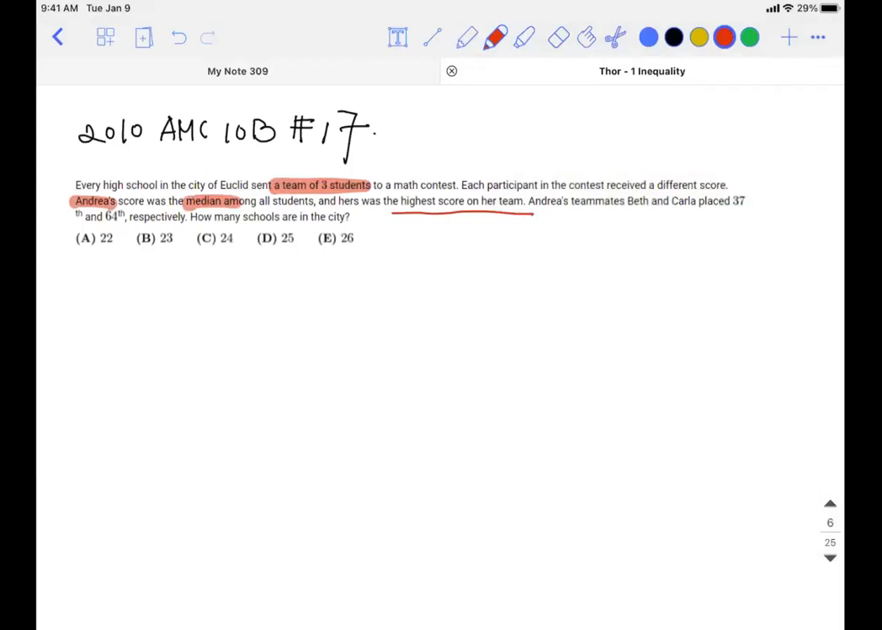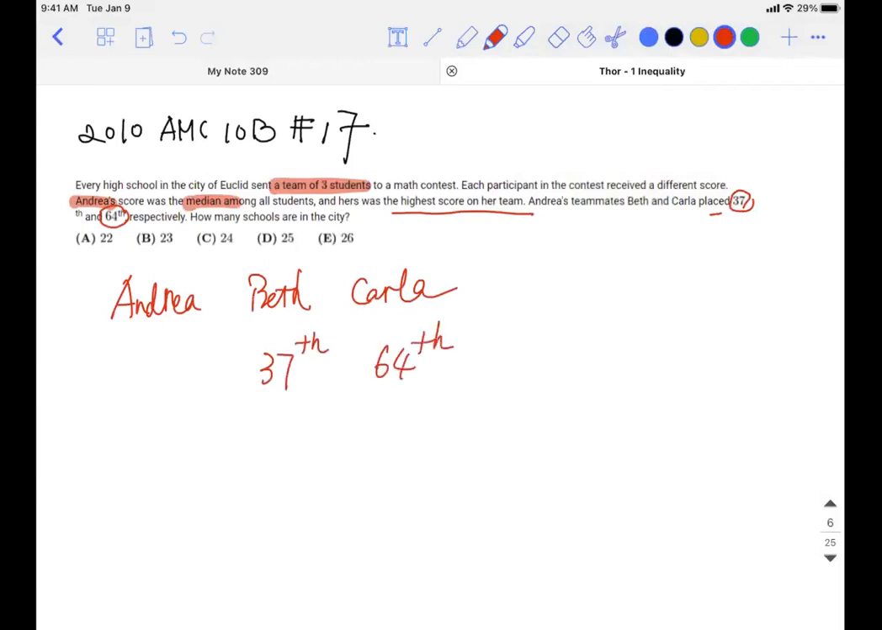Andrea's teammates, Beth and Carla, placed 37th and 64th. Something like this. You have Andrea, Beth, and Carla. Beth is 37th and Carla is the 64th. Andrea is the highest, so her place number will be smaller. She might be 36, maybe 35, I don't know. With all this information, the question asks how many schools are there in the city?